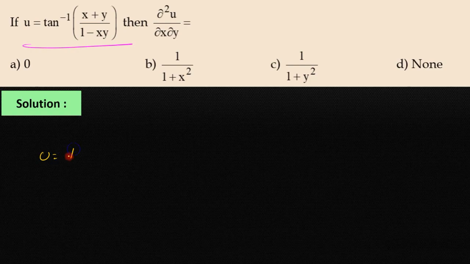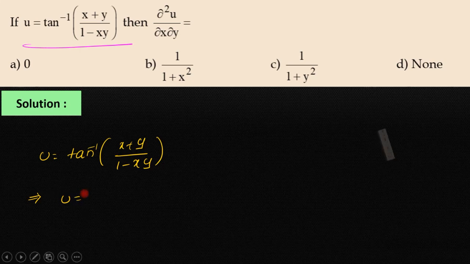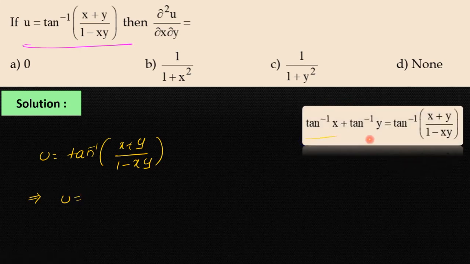u is equals to tan inverse of x plus y divided by 1 minus xy, this implies u is equals to, we know that tan inverse of x plus tan inverse of y is equals to tan inverse of x plus y by 1 minus xy. So here tan inverse of x plus tan inverse of y. Now here first we partially differentiating with respect to y and then partially differentiating with respect to x.